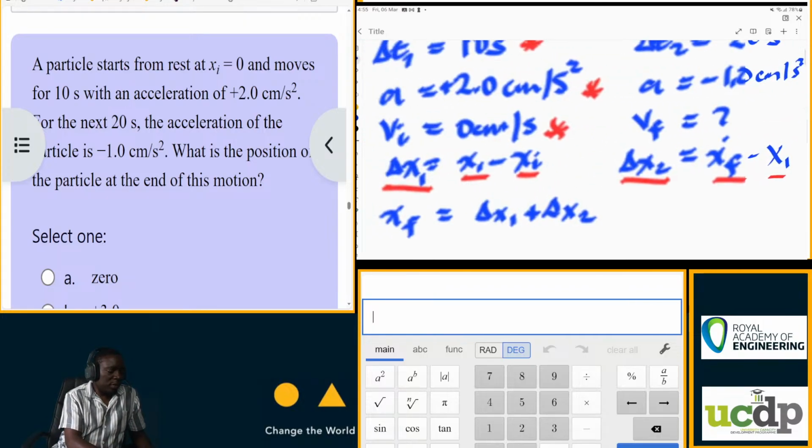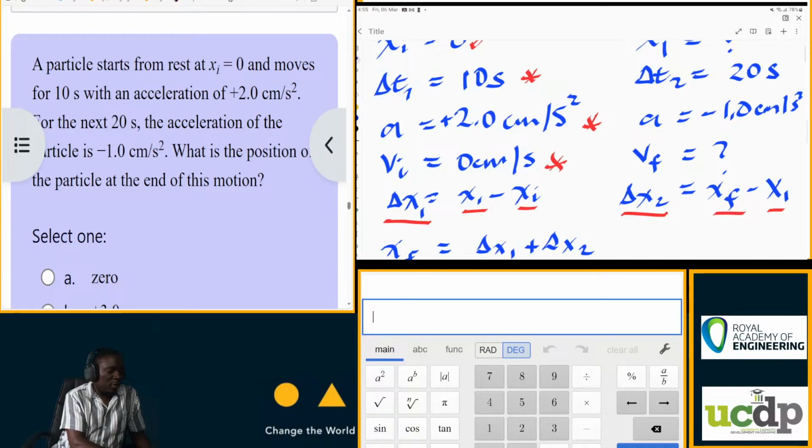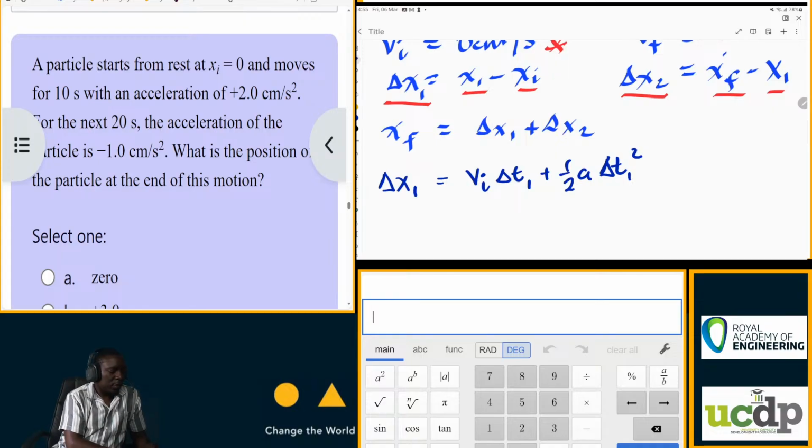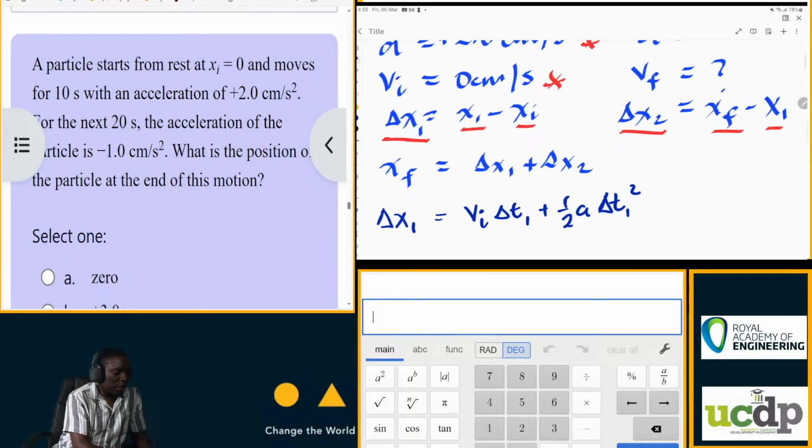So the first part of the motion, we have time, we have acceleration, we have initial velocity, we don't know the final velocity there, right? So since we don't know the final velocity, we'd rather just use delta x1 is equal to V initial times delta t1 plus half A delta t1 squared. But the good thing, V initial, where is V initial? It's 0. So this goes out.